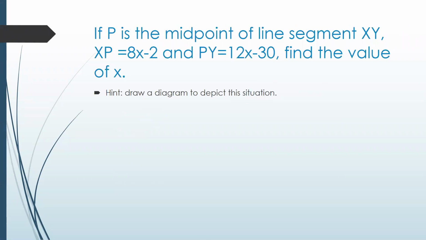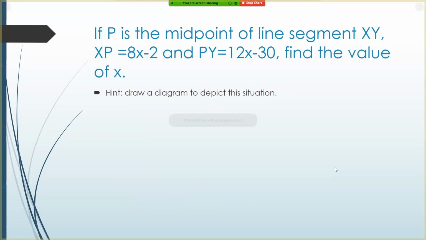The next one, I'm going to tell you that P is the midpoint of line segment XY. Remember we talked about line segments yesterday. It has a beginning and an end. If P is the midpoint, I'm going to draw myself a line segment. My line segment's XY, so one of my endpoints needs to be X, one of them needs to be Y. If P is the midpoint, I'm going to go to the middle of that line segment and put P.